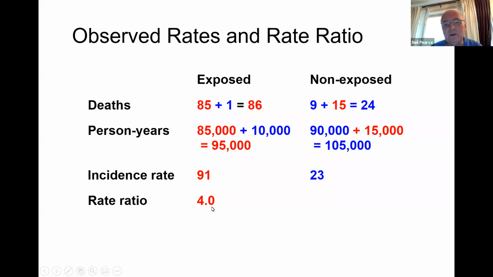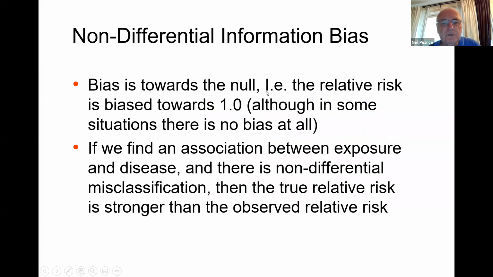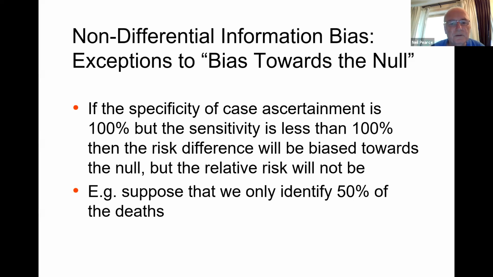So if we had perfect exposure data, we would get the right answer of a rate ratio of 10. If we had completely hopeless exposure data, we would see no difference between the groups and we'd see a rate ratio of 1. Because we've got reasonably good but not perfect exposure data, we get something in between. And the bias is always towards the null value of 1. So the relative risk estimate is biased towards 1. And therefore, if we find an association between exposure and disease and there's non-differential misclassification, then the true relative risk is stronger. It's further away from the null than the actual observed relative risk.